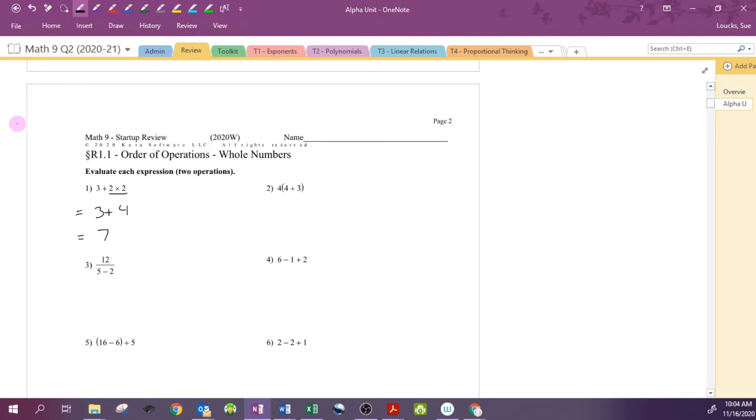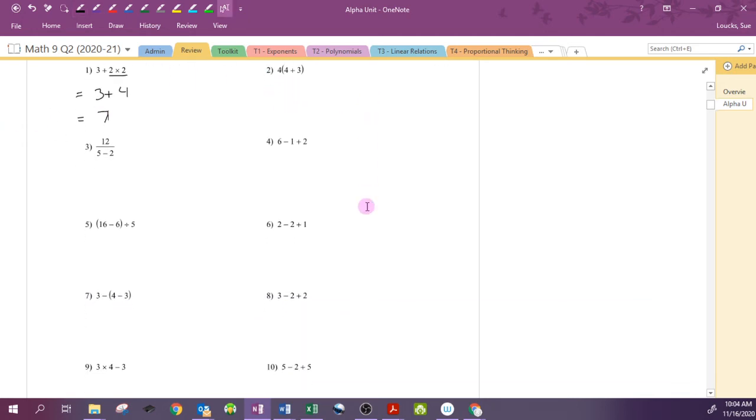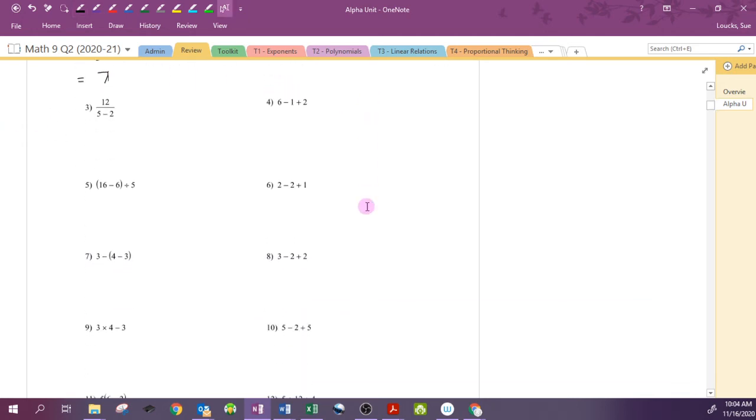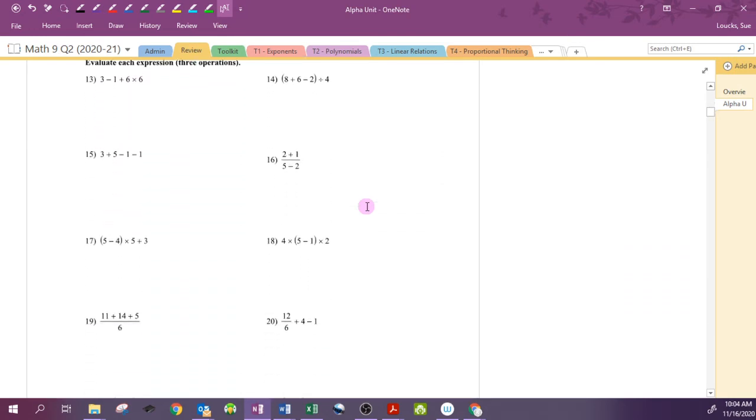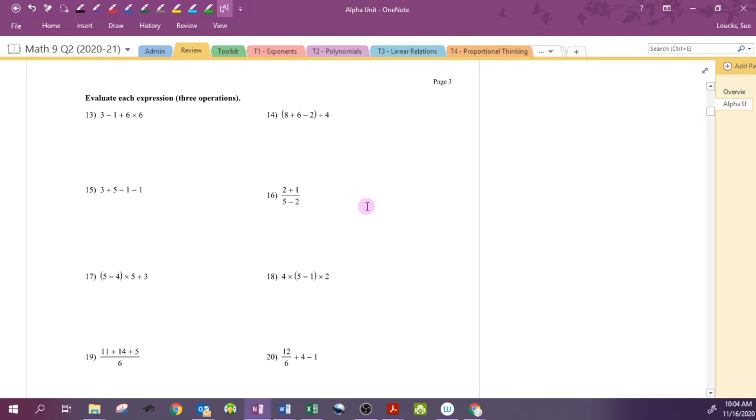Okay, I'm going to do an example on the back as well because the questions are a little bit more complicated on the back. They have 3 operations. So let me do number 16. Oh, I'll do 17 as an example. So 17, first thing I'm going to do is my grouping, what's in the brackets.